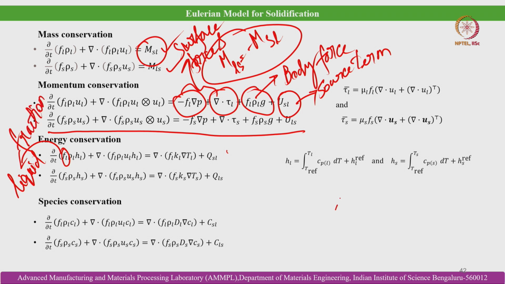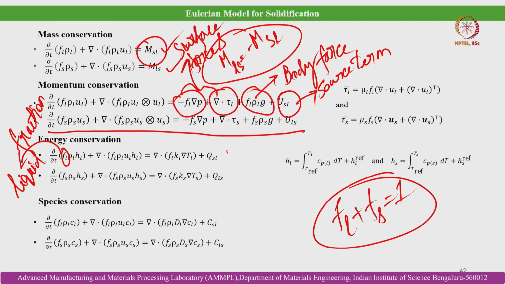So, how are they related here? Here F L plus F S is equal to 1. This is the conservation of mass that is maintained in the solution of these governing equations. The energy conservation equation for the liquid phase takes the form del del T F L rho L H L. H L is the heat transfer coefficient for the liquid.